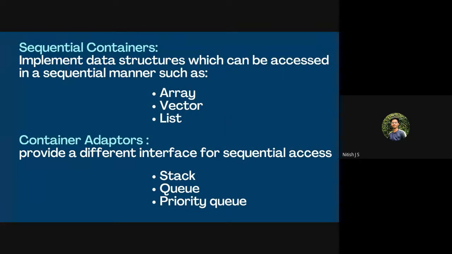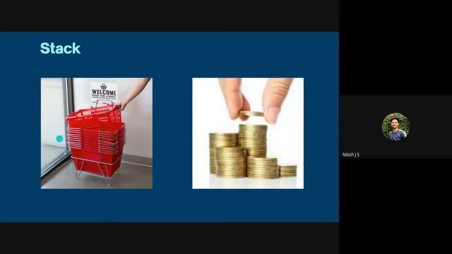And what are container adapters? Container adapters are sequential containers but provide a different interface for sequential access. Now, what do I mean by different interface? Let me explain with an example. You can see the left picture, right? My mom sends me to the supermarket quite often, and whenever you go to the supermarket, you can see something like this. So what can you interpret from this? Like how can you take the basket from this structure?